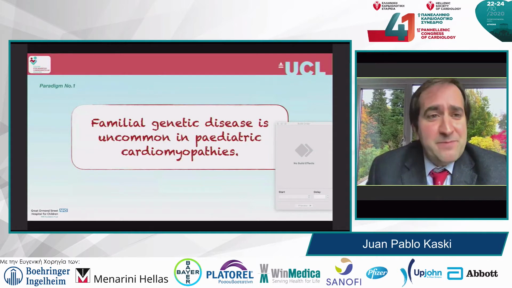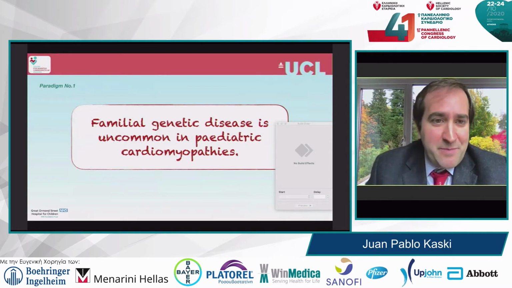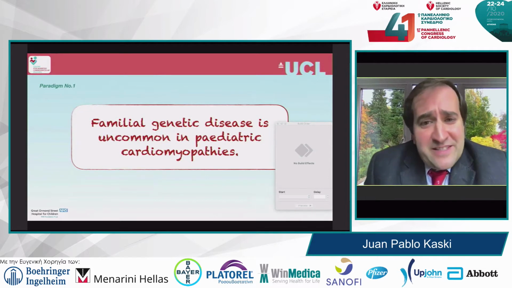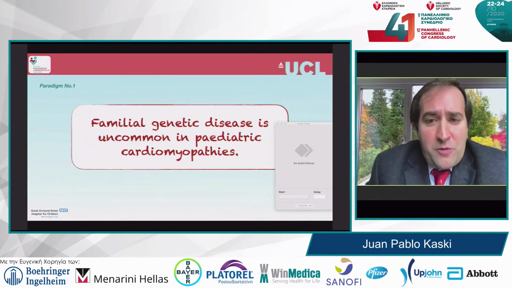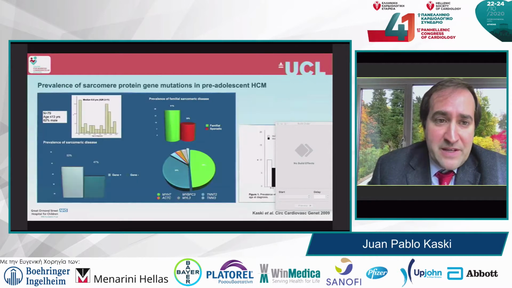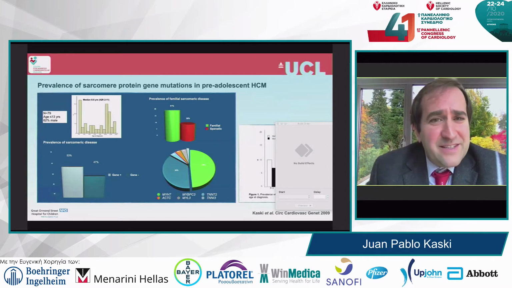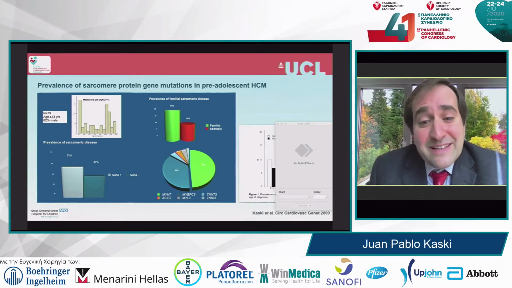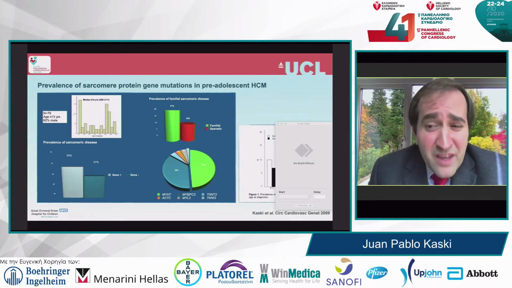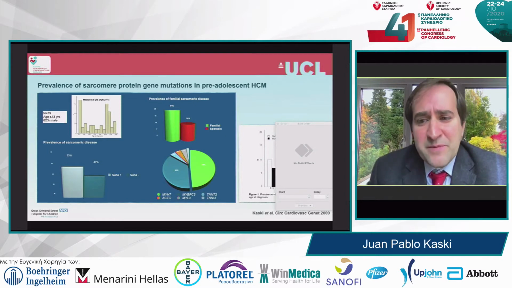So this is my first paradigm and myth that I want to debunk, and that's that familial genetic disease is reportedly very uncommon in pediatric cardiomyopathies. In fact, we know that's not the case. Many years ago, we published our data on pre-adolescent hypertrophic cardiomyopathy, so children diagnosed before the age of 13. We found that 2/3 of these patients had familial disease, and over 50% had mutations in the cardiac sarcomere protein genes, exactly the same sort of mutations you see in adults with hypertrophic cardiomyopathy.